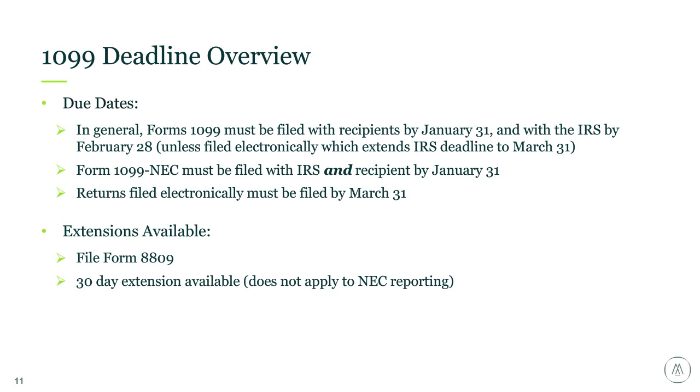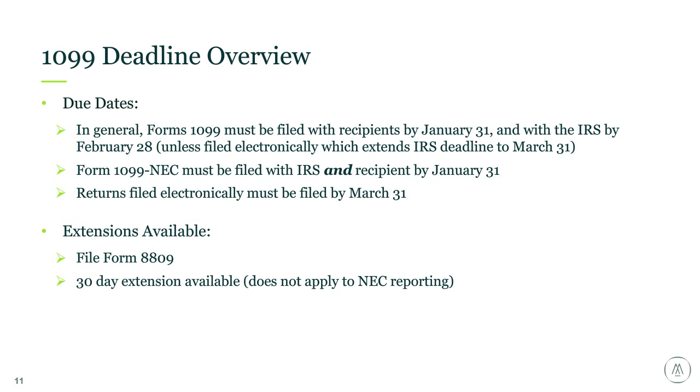Extensions are available. There's a Form 8809 that can be filed to get a 30-day extension. This is not going to apply to the NEC reporting, but the other types of Forms 1099 would be eligible for the 30-day extension. Every year we hear that the IRS is thinking about making that non-automatic and subject to only being able to receive that if you have some circumstances, but we haven't seen that yet.